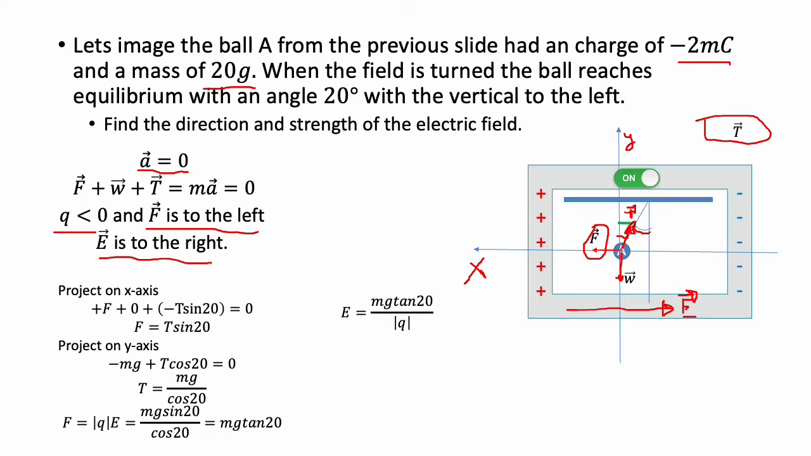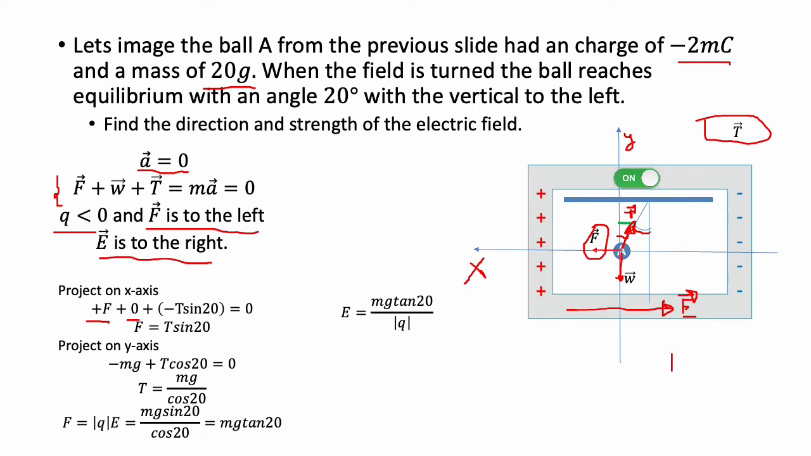So I project this vector equation on the x-axis first. F is along the x-axis and it's along the positive x-axis, so I got plus F. The weight has no component on the x-axis, so it's zero. Tension, now.